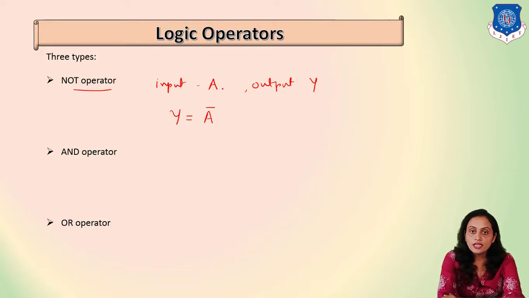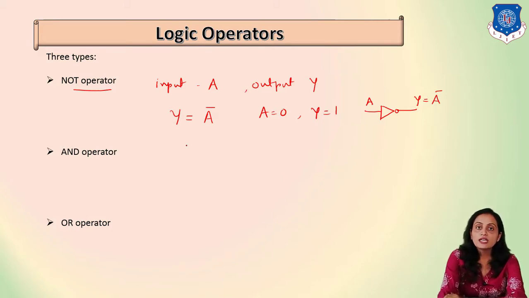So if the input A is equal to 0, then the output Y becomes 1. And this NOT operator is just a NOT gate. We have applied the input A and output is Y, and Y is given by A bar. So if the value of A is 0, then output will be 1. If the value of A is 1, then output will be 0.